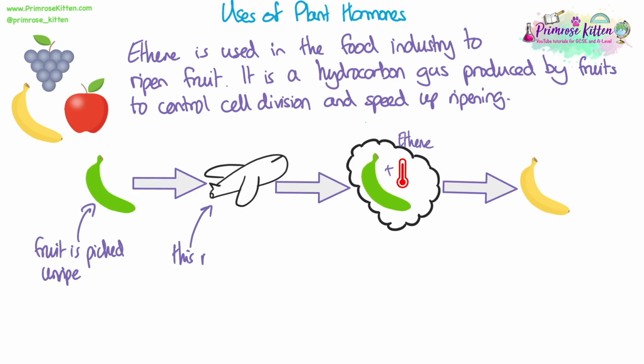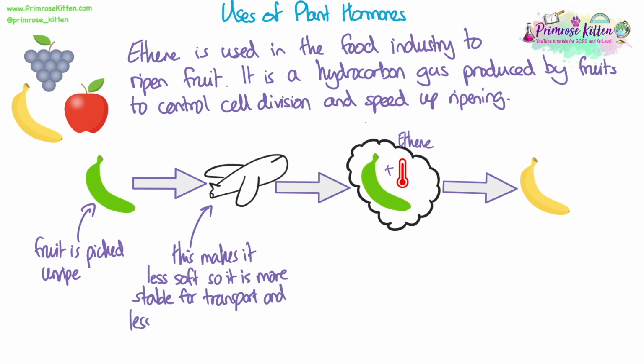So initially fruit is picked unripe. So I've got a very green banana here that's been picked when it's very much not ready to eat. But the reason they do this is because when you're having to transport fruit, sometimes flying it or putting it on ships across from faraway countries, this makes it less soft. So it's harder and more stable, and it means it's less likely to be damaged during the transport process.